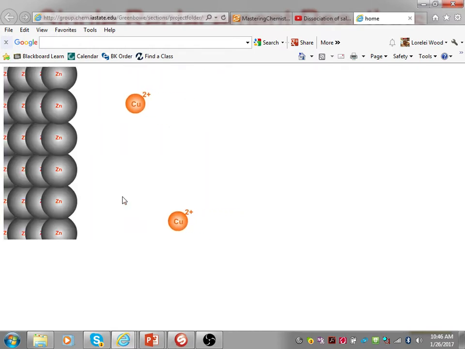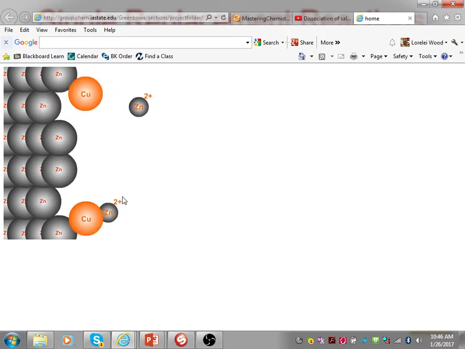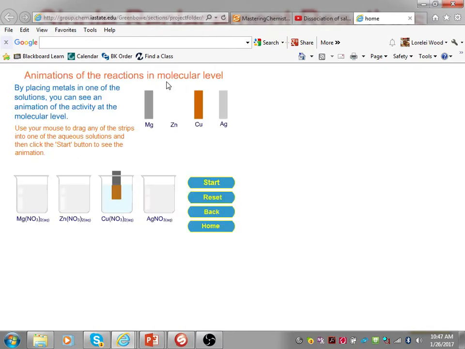Here's what happens. All right, I love this part. Okay, the zinc metal's in there, the copper ions are floating up. Boom! Dang! How cool is that? Let's try that again. That was so exciting.